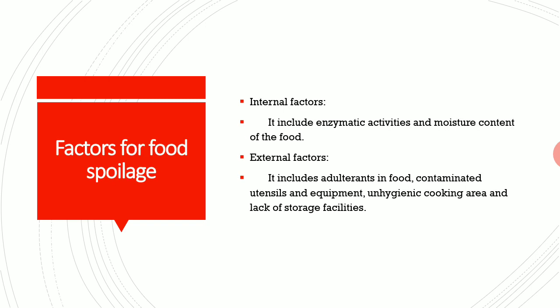The next one is factors for food spoilage. What are these factors? They are divided into two: internal factors and external factors. Internal factors include enzymatic activities and the moisture content of the food. When the moisture content is high or there are enzymatic activities, changes happen if you store it for a long time, which makes it spoiled. External factors are adulterants in food, contaminated utensils or equipment, and an unhygienic cooking area. Anything from outside that affects the food items is considered an external factor.